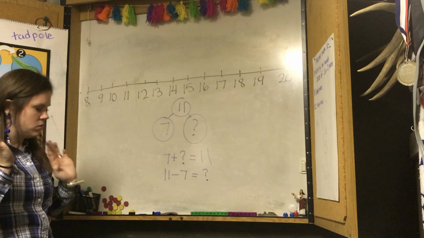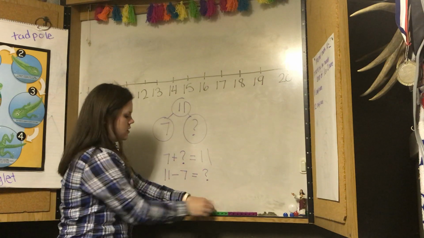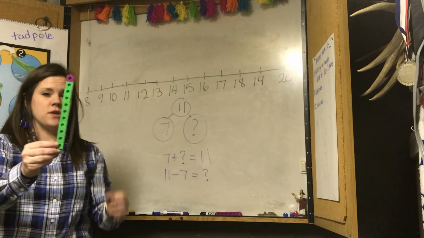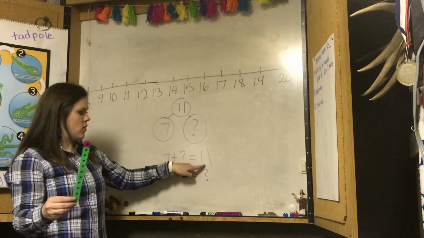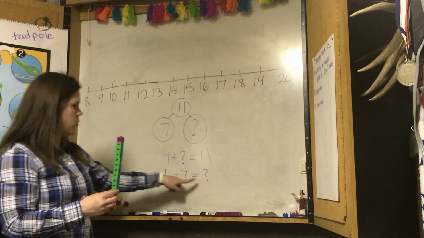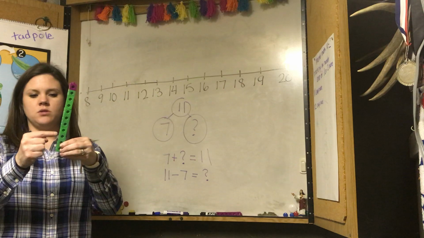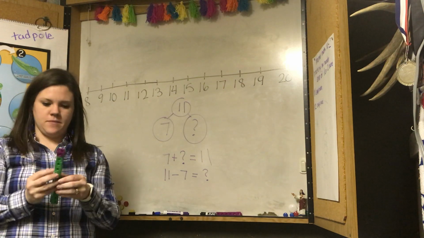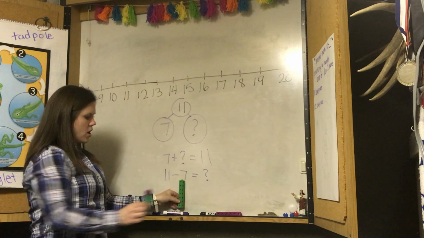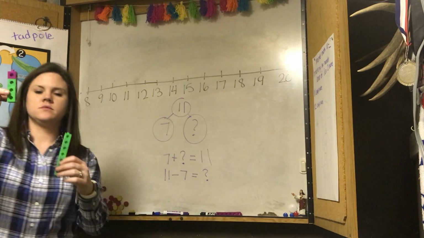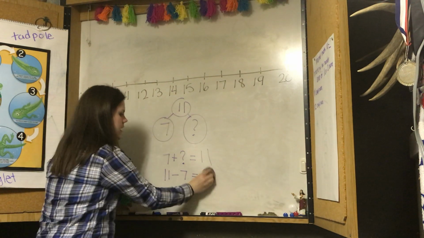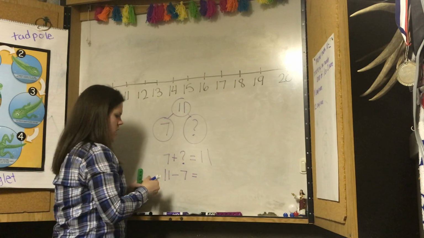So let's use our snap cubes to help us find out. So I have 10 green, right? I have 10 and one more. I know that makes 11. So that's my whole. Here's my part, here's my part. I'm going to take away 7 and see what my other part is. Ready? 1, 2, 3, 4, 5, 6, 7. So that's my whole. Here's one part. Here's my missing part. 1, 2, 3, 4. Is 11 minus 7 4?